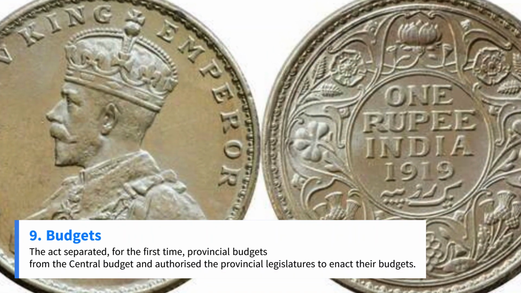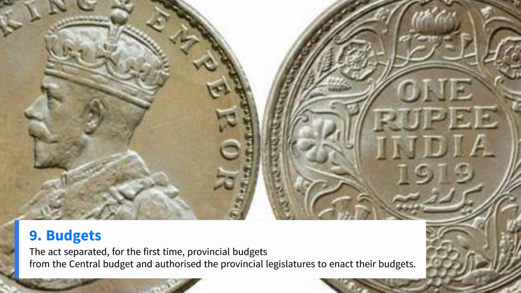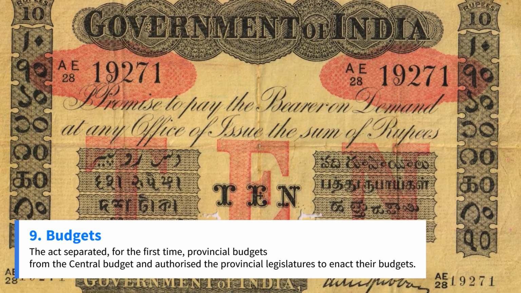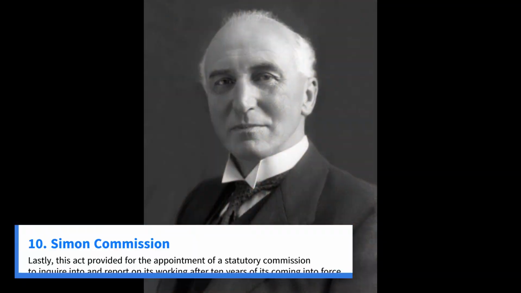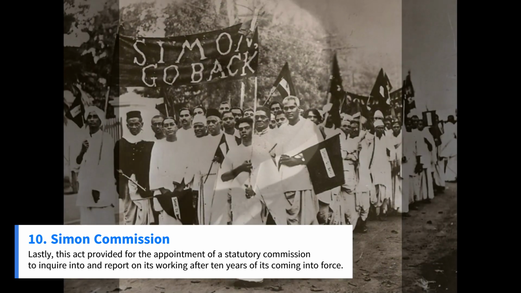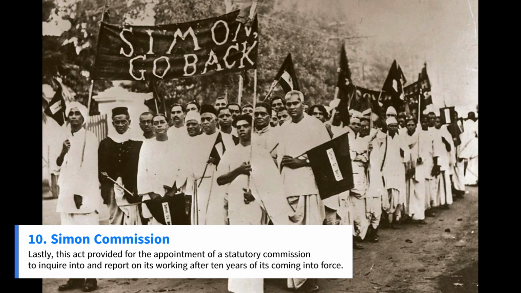9. The Act separated, for the first time, provincial budgets from the central budget and authorized the provincial legislatures to enact their budgets. 10. Lastly, this Act provided for the appointment of a statutory commission to inquire into and report on its working after 10 years of its coming into force.